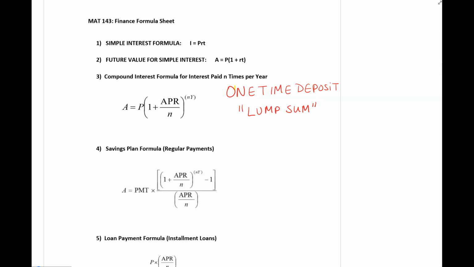The difference between that and formula number 4, which is the savings plan formula, is this formula is used when you are making regular payments, and it's usually monthly. So for instance, maybe you are depositing $25 every month into a savings account out of your check that you get for work. So this is regular, monthly deposits.